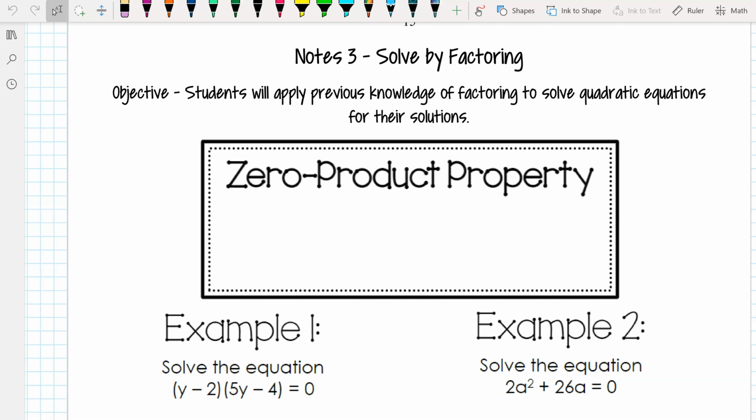Hey everyone, all right, so we're going to talk about how to solve quadratic equations by factoring. So we spent a lot of time factoring. We're going to use a lot of that information and a lot of those steps and those practices to actually solve quadratic equations. So the first thing I want to review is this idea of finding a product and it being equal to 0.